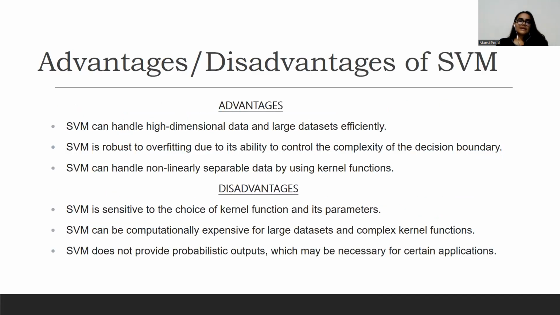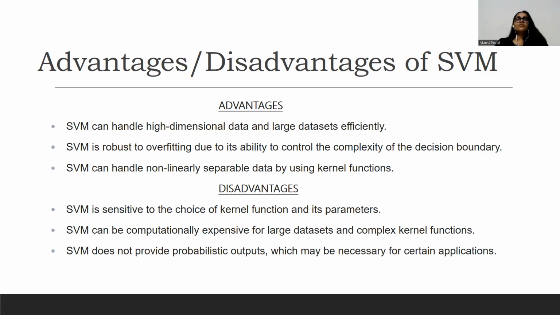So what are the advantages and disadvantages of using SVM, support vector machines? Our advantages are: support vector machines can handle high dimensional data and large data sets efficiently, and they are robust to overfitting due to the ability to control the complexity of the decision boundary. SVM can also handle non-linearly separable data by using kernel functions.